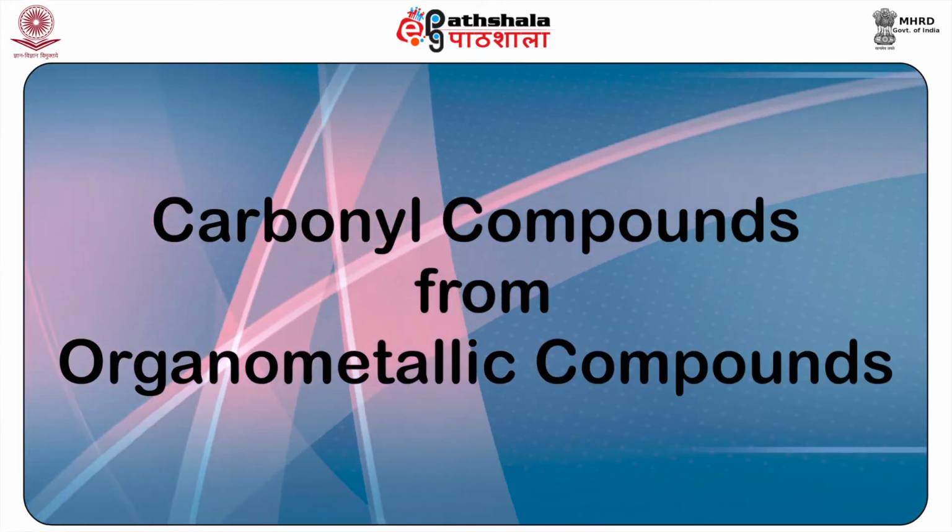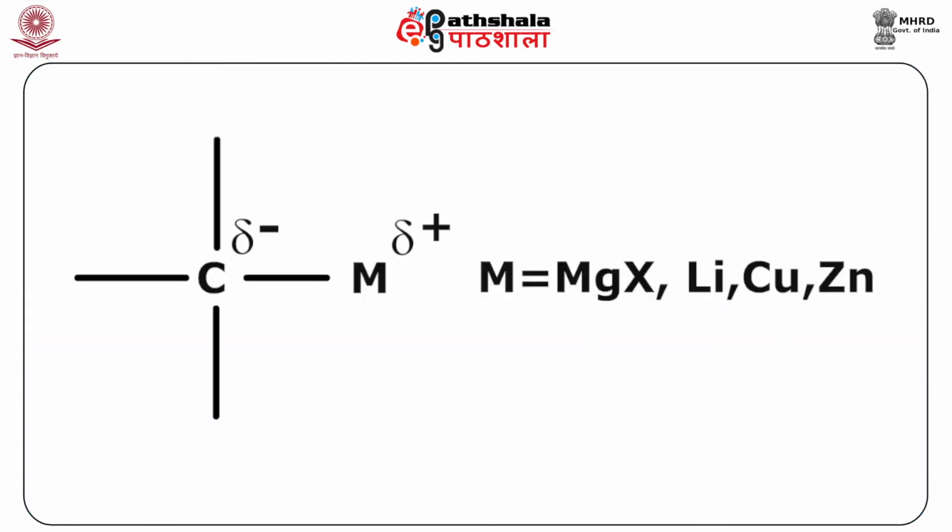The carbonyl compounds from organometallic compounds. These are the compounds having at least one carbon-metal bond. Metal being more electropositive than carbon acquires a positive charge while the carbon acquires a negative charge and thus is very electron rich. This is shown here in the given figure. The metal used could be magnesium halide, lithium, copper or zinc. Thus organometallic compounds provide a nucleophilic carbon capable of donating an electron pair to an electrophile.